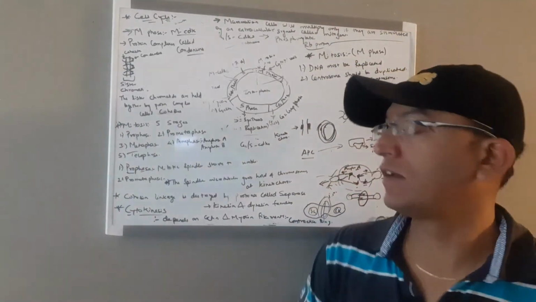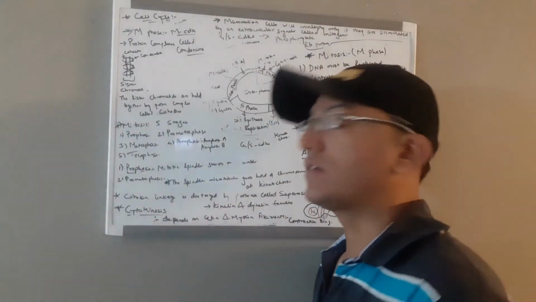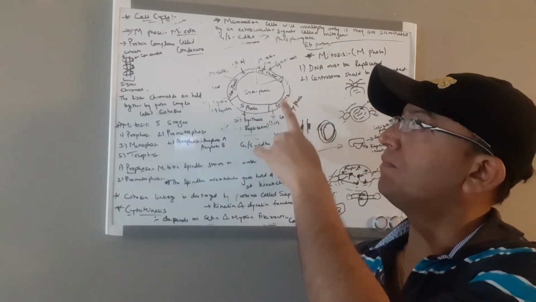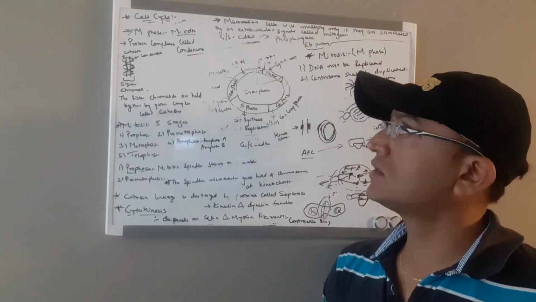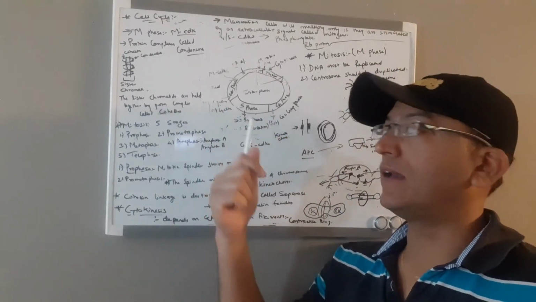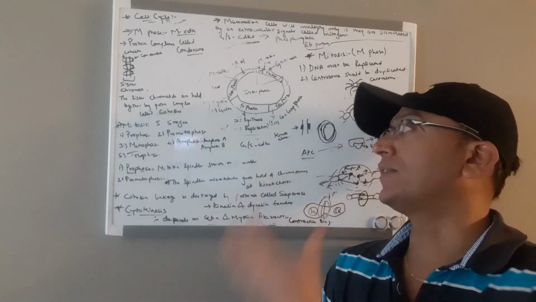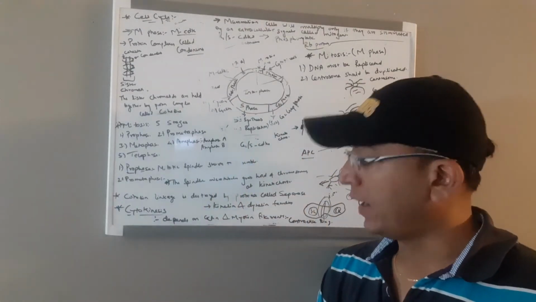All right, guys. So that completes our entire cell cycle. So we studied the cell cycle from the G1 phase, S phase, G2 phase and M phase. We studied the cell cycle control system, the mechanism that controls this entire cell cycle.